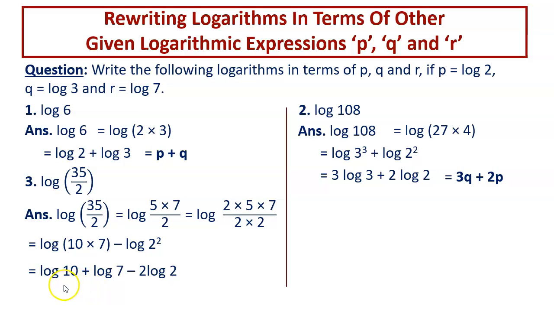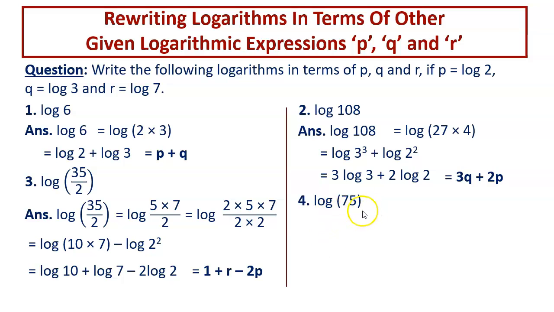We can have a pure integer. I have said that before. In addition to these three variables p, q and r, the only other thing that is allowed in our final answer is a pure integer. So the final answer will be 1 plus r minus 2p. Clear? Coming to question number 4.